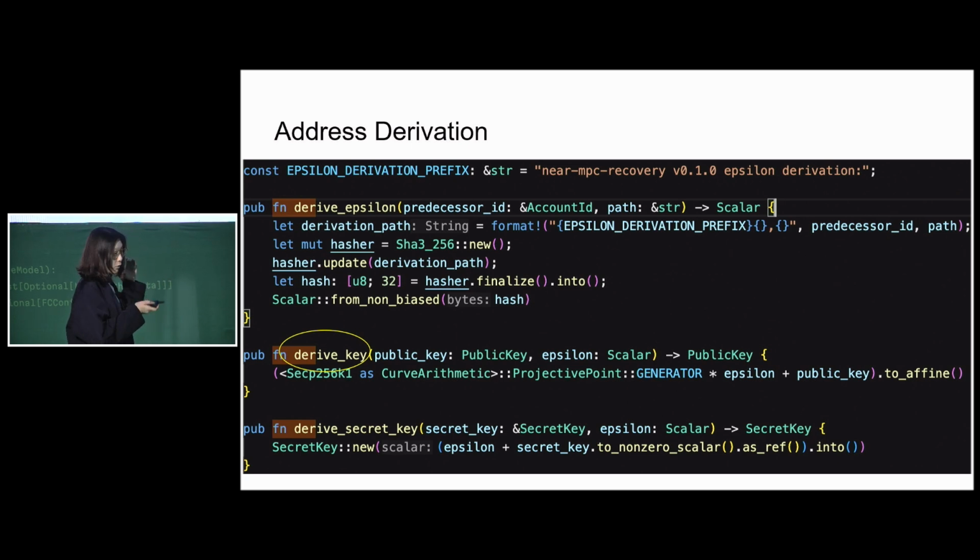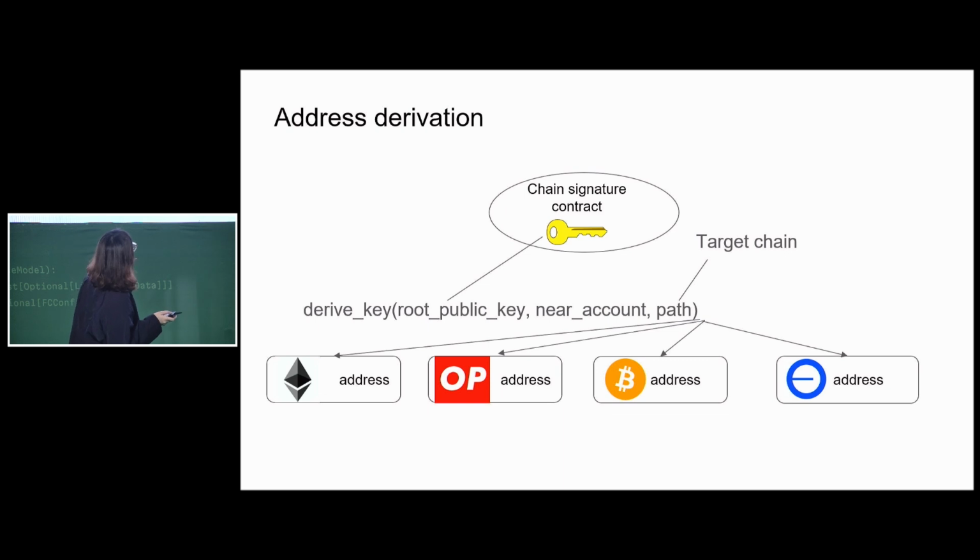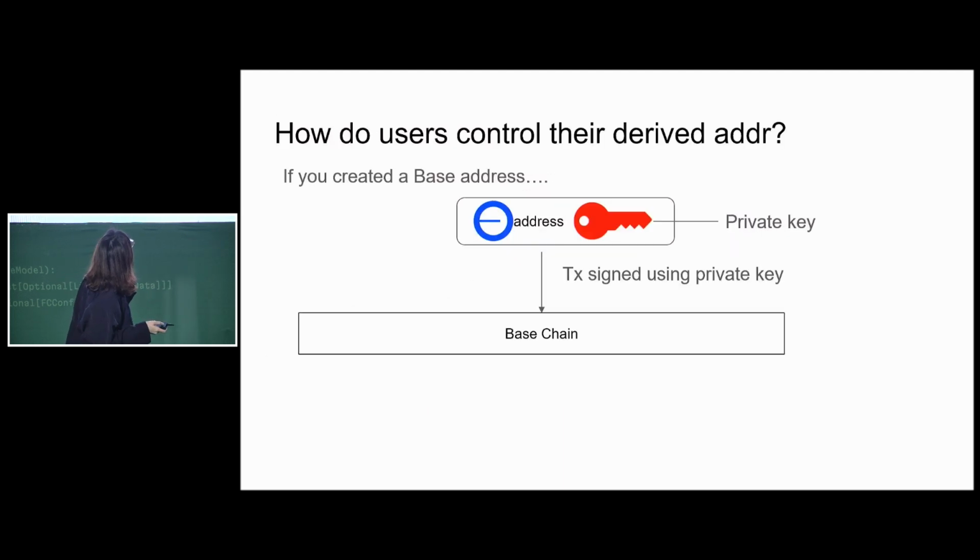We further summarize in this slide: when we derive these addresses on other chains, what we take is the root public key of the chain signature system, the Near account, and the path. That is why chain signature needs to be involved in this derivation, so that your derivation of the address is unique and deterministic. If you're not using the chain signature root key for this derivation, your derived address will be different and it's going to be wrong. That is how we get this unique mapping between a Near account and addresses on other chains.